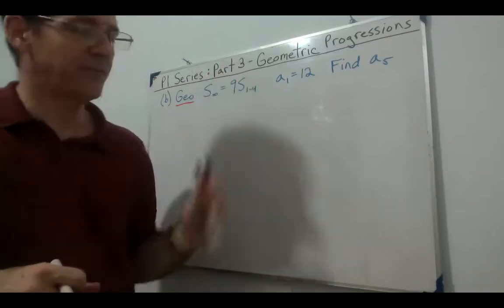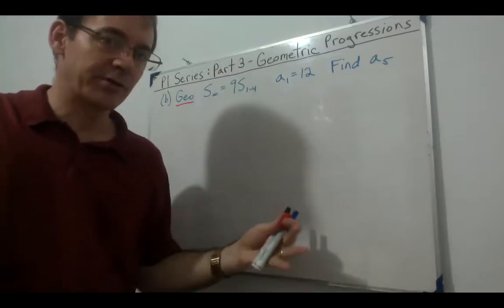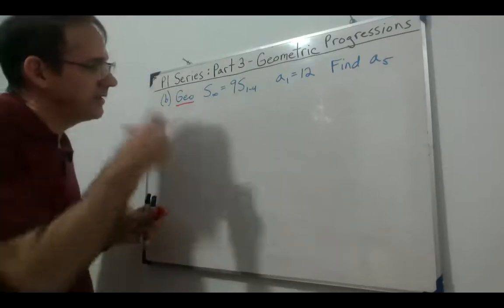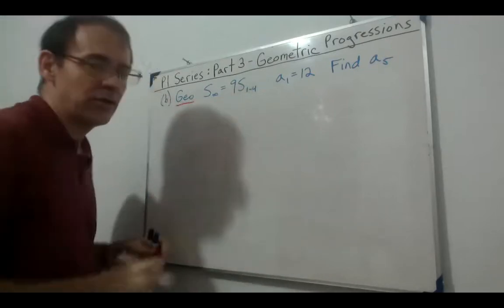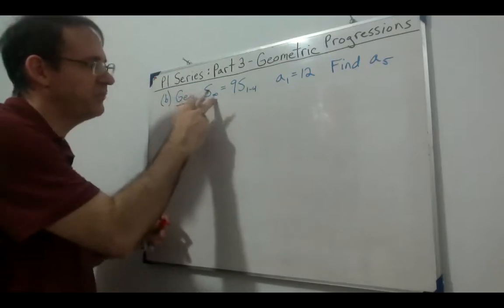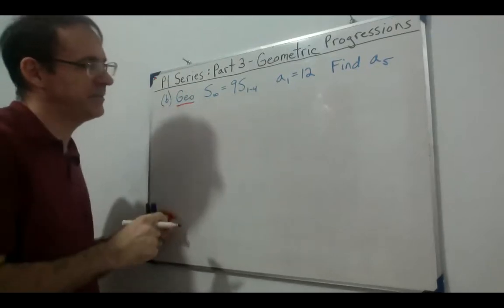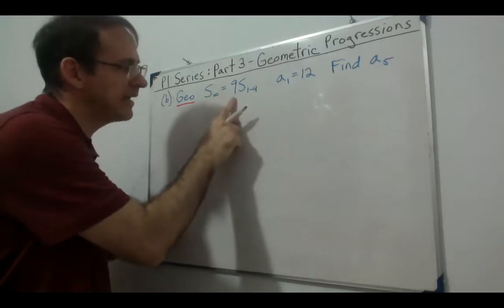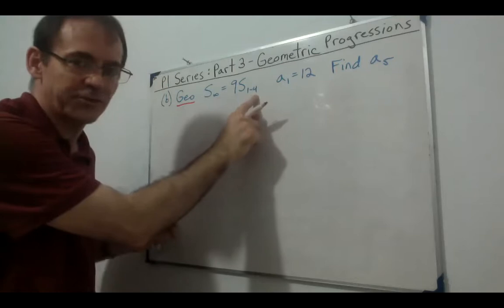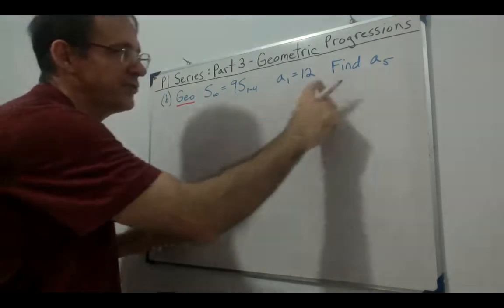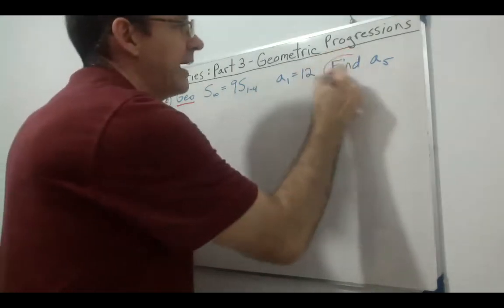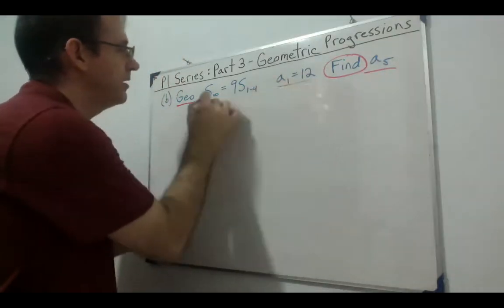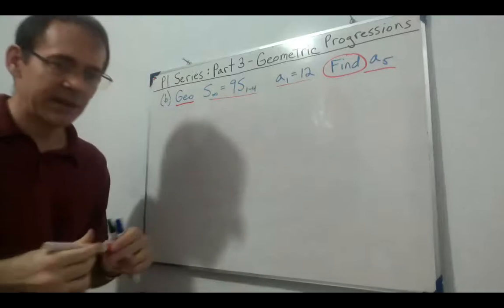Like I said, in part 4, we're going to go to where they're actually combined in the same problem. And then it gives you an equation. It says that the sum to infinity of the geometric progression is, that's your equal sign, 9 times the sum of the first 4 terms. The first term is 12. Find our 5th term. So here's the information that we pull.